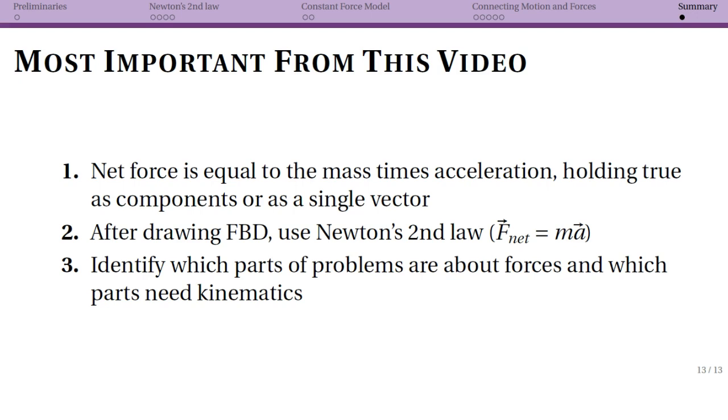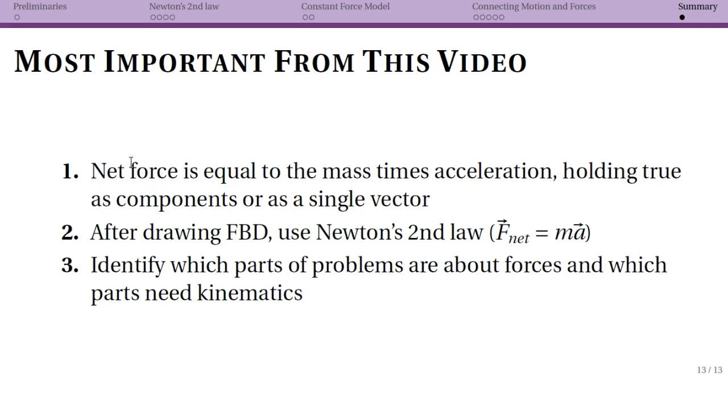Now to briefly summarize, once again we are stating that net force is equal to mass times acceleration. F equals ma. Keep saying it. Now this is holding true if we're thinking about it as components, the x component and the y component, or if we think about it as a single vector. And by that, it means that whatever direction your acceleration is in, your net force must be in that direction too.